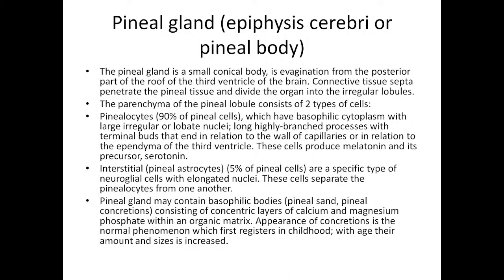Interstitial pineal astrocytes, 5% of pineal cells, are a specific type of neuroglial cells with elongated nuclei. These cells separate the pinealocytes from one another. The pineal gland may contain basophilic bodies, pineal sand or corpora arenacea, consisting of concentric layers of calcium, magnesium, and phosphate within an organic matrix. Appearance of concretions is a normal phenomenon which is first registered in childhood. With age, the amount and size increase.